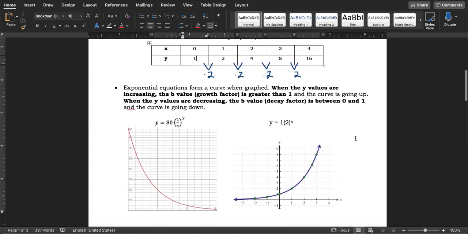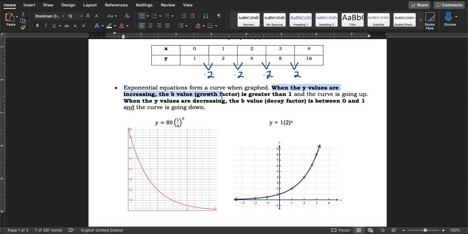Quick review on exponential graphs. So another difference between exponential and linear equations is that exponential equations do not form a straight line. Exponential equations form a curve when graphed. The reason is because the numbers increase or decrease very quickly. So since the numbers are changing very quickly, this causes the graph to form a curve instead of a straight line.